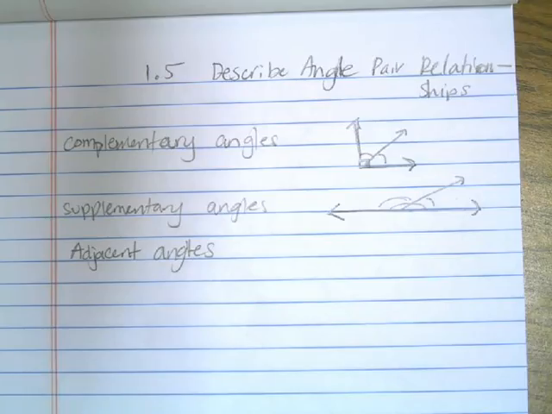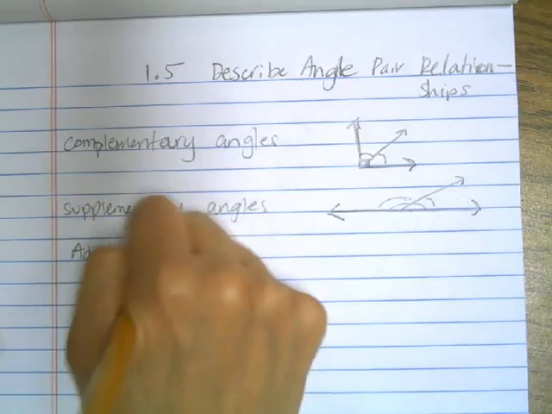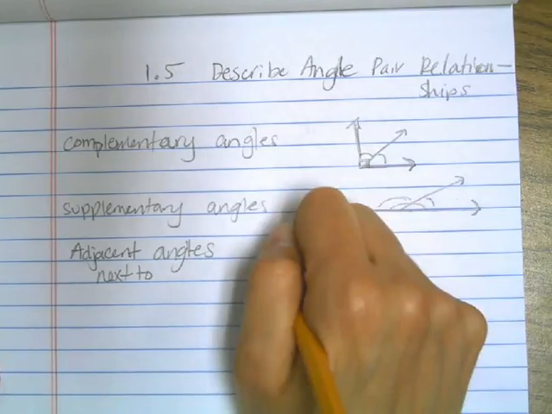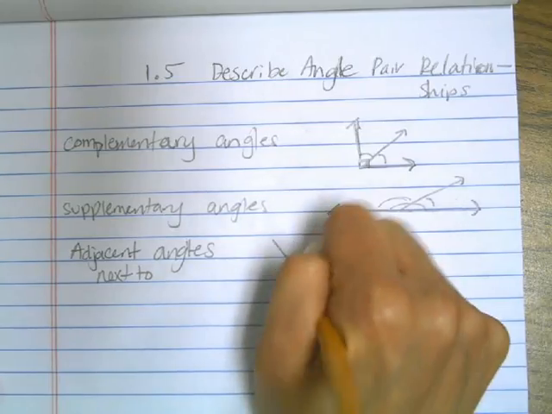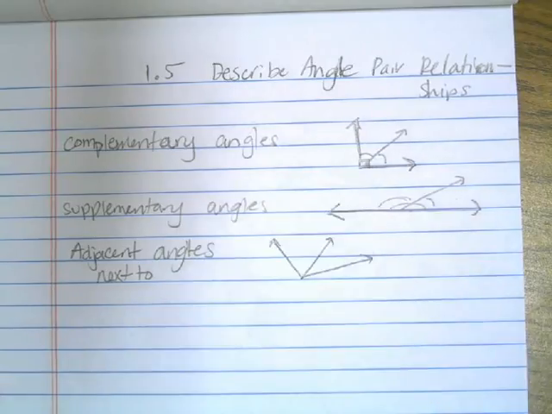83 is what RSU is. What is the other one, UST? 7. Why is it 7? What does complementary mean? They add up to 90 degrees, right? So 83 plus this angle equals 90. You subtract 83 from both sides, and what do you get? 7.